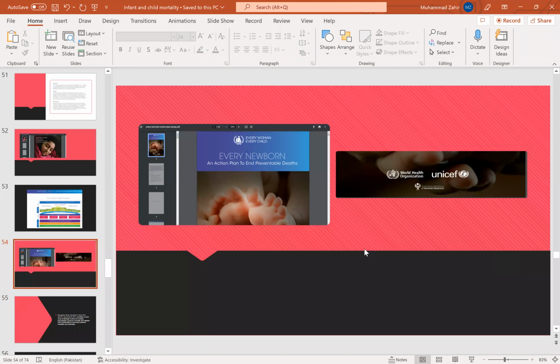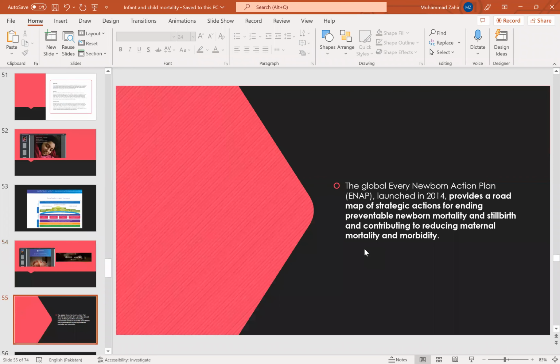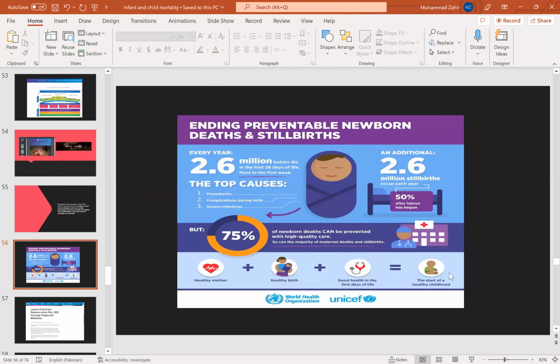So, Every Woman, Every Child by UNICEF. The Global Every Newborn Action Plan, launched in 2014, provides a roadmap of strategic action for ending preventable newborn mortality and stillbirth and contributing to reducing maternal mortality and morbidity.